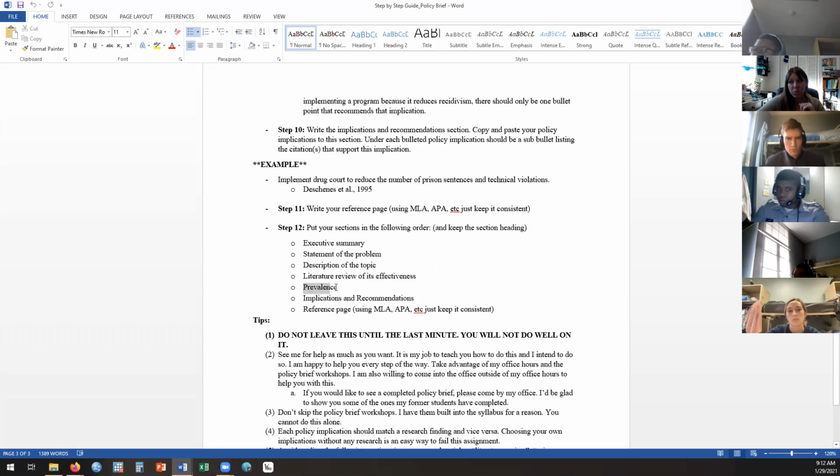The next section is prevalence. So this is, do these programs exist nationwide and do they exist in South Carolina? This can be very helpful for policymakers. For instance, if we're talking about implementing a program and I can show that it exists in 49 states with the exception of our state, that's something that's very helpful, right?